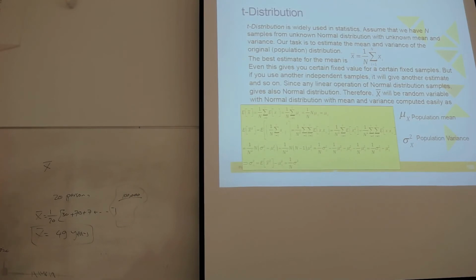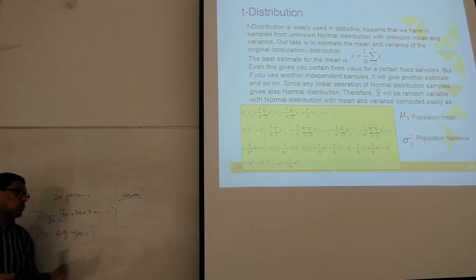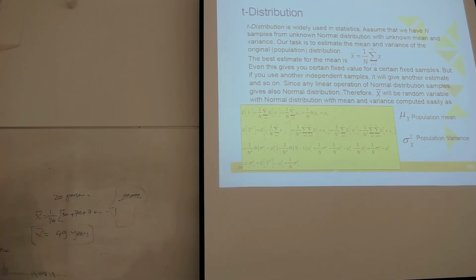Okay. We would like to build some confidence interval, confidence based on the data that we have. So we have 49 years old. How close are we to the original average, or the general average, or the parent average? Okay. How can we do that? It is possible to do it with the confidence interval. What is the confidence interval?